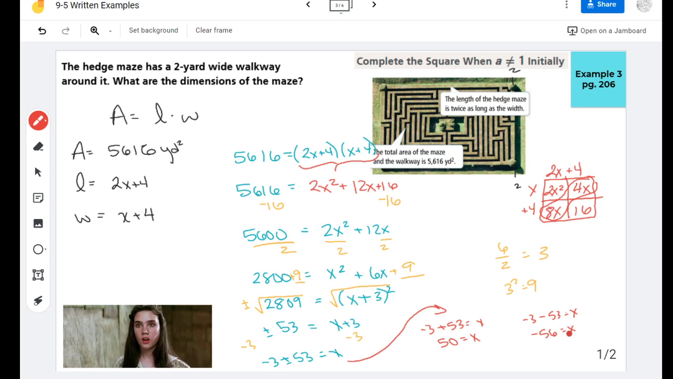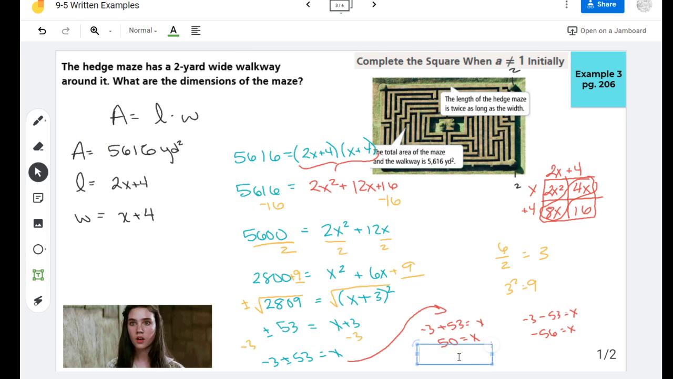Now let's think about the context of this problem. We're talking about the lengths of a maze, right? Like the sides. Can I measure something and get a negative length? No, that wouldn't make any sense, right? So a negative value won't make sense in the context of this problem. So my only viable solution then would be the 50.